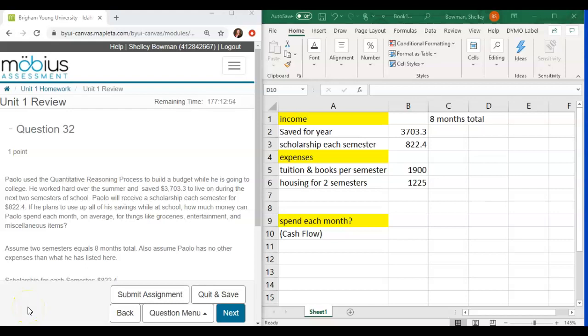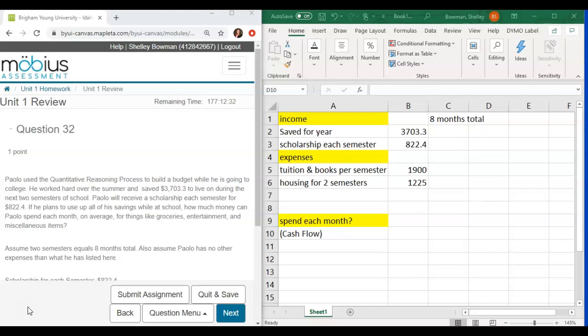Unit 1 review question number 32. Paulo uses the quantitative reasoning process to build a budget while he is going to college. He worked hard over the summer and saved $3,703.30 to live on during the next 2 semesters of school.